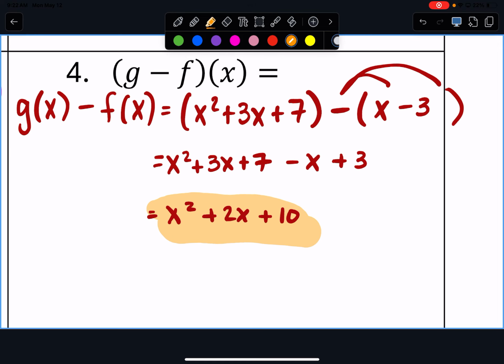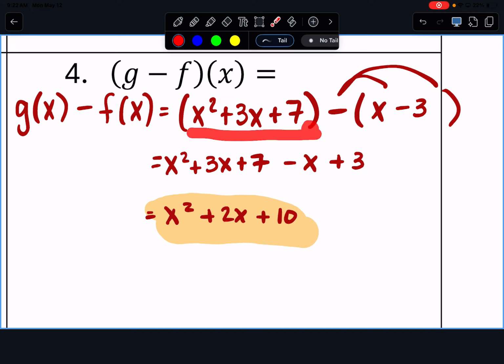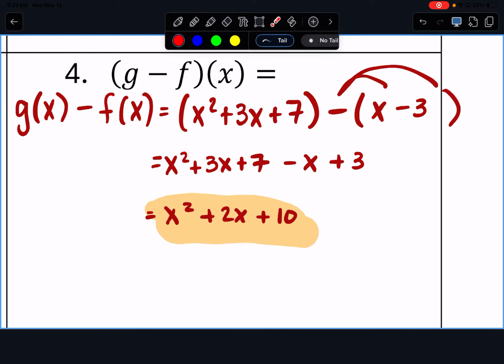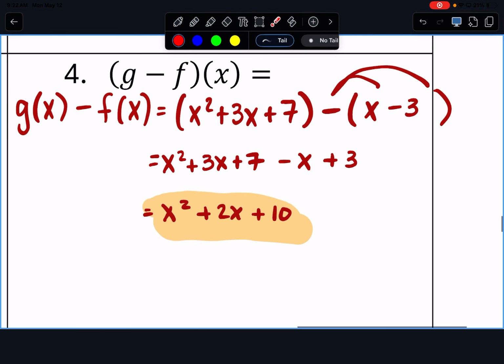Okay. We should set this up. So we're doing g of x minus f of x. So we have x squared plus 3x plus 7 minus x minus 3. So we distribute that, and then we end up with this. Is the answer plus 3? How do you get x squared plus 7? Oh, I messed up, didn't I?